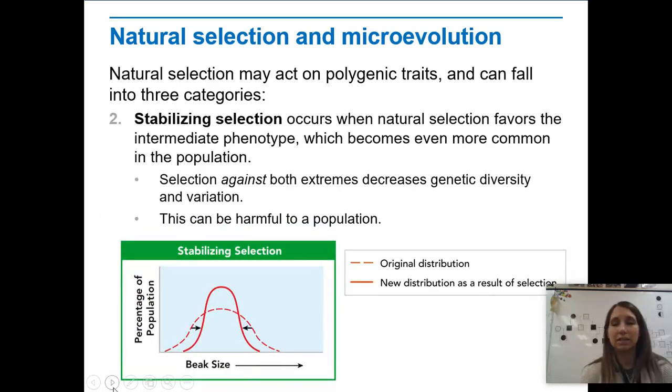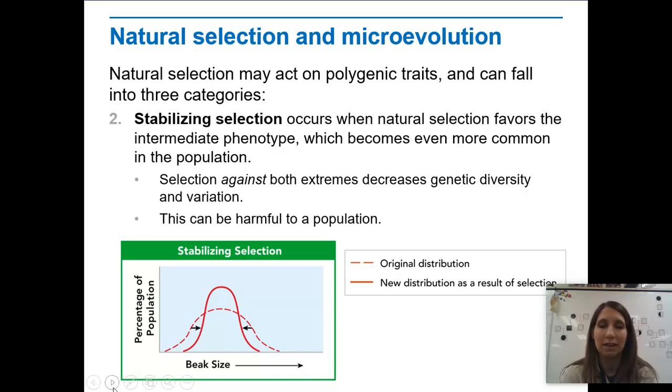Okay, stabilizing selection is the second type, and this is where we have natural selection that favors the intermediate phenotype. And so what we mean by this is we have a selection against the extremes. In other words, what tends to happen is the individuals become more alike. This can actually be a pretty detrimental thing for a population because it has the effect of decreasing variation.